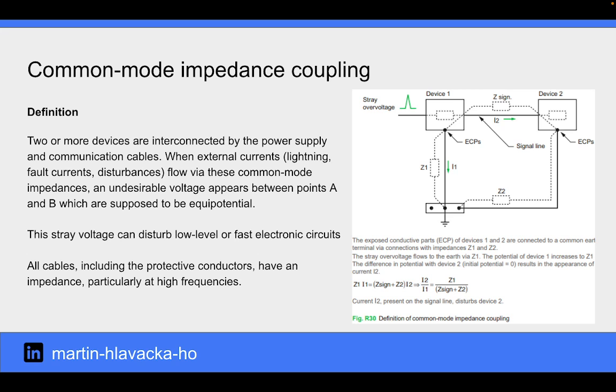Common mode impedance coupling happens when two or more devices are interconnected by the power supply and communication cables. When external currents flow with these common mode impedances, an undesirable voltage appears between points A and B, which are supposed to be equipotential. This stray voltage can disturb low-level or fast electronic circuits. All cables, including the protective conductors, have an impedance, particularly at high frequencies.